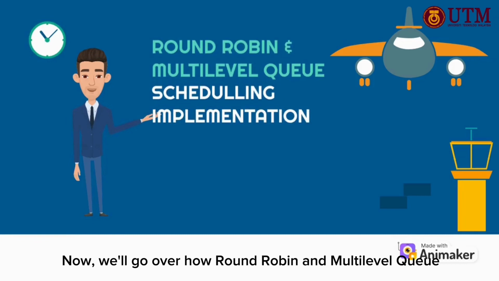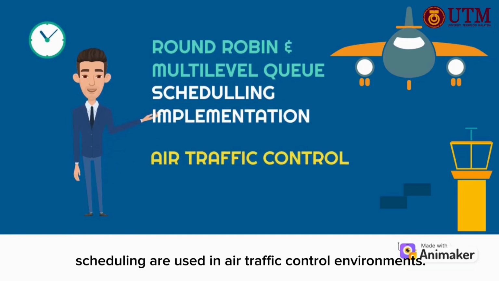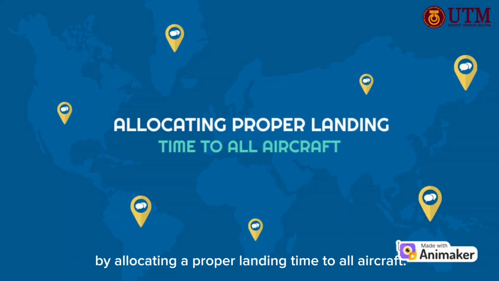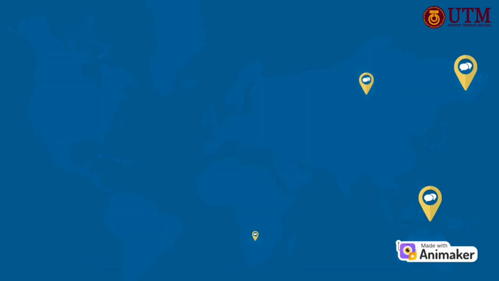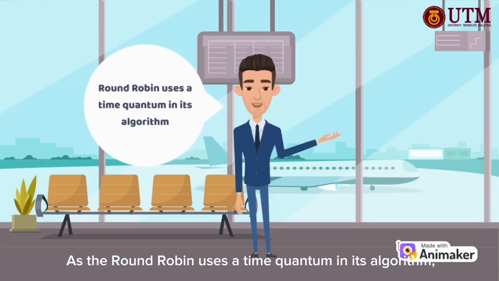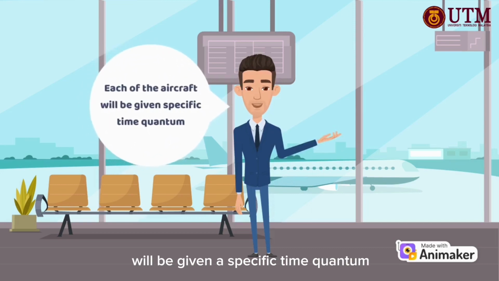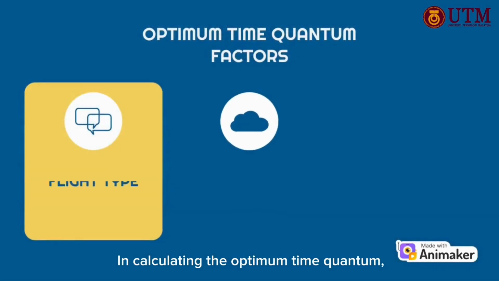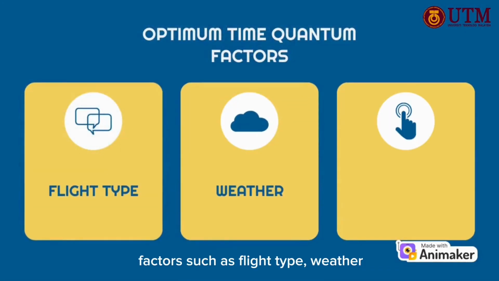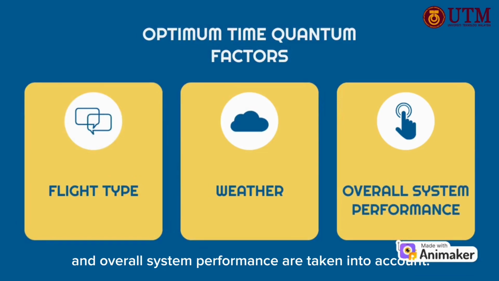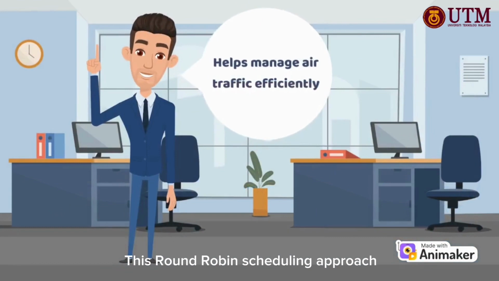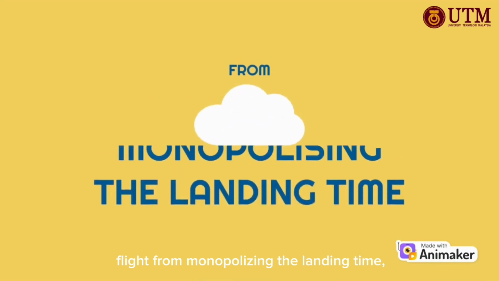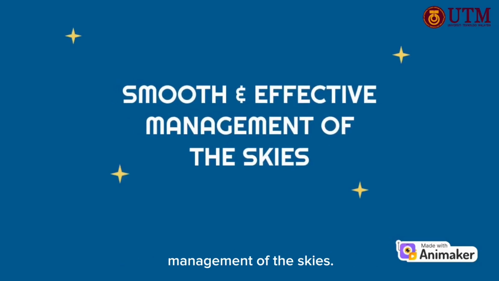Now, we'll go over how round-robin and multilevel queue scheduling are used in air traffic control environments. The round-robin scheduling algorithm will be implemented by allocating a proper landing time to all aircraft. As round-robin uses a time quantum in its algorithm, each aircraft will be given a specific time quantum, which is the maximum time given for an aircraft to land safely. In calculating the optimum time quantum, factors such as flight type, weather, and overall system performance are taken into account. This round-robin scheduling approach helps manage air traffic efficiently, preventing any single flight from monopolizing the landing time, contributing to the smooth and effective management of the skies.